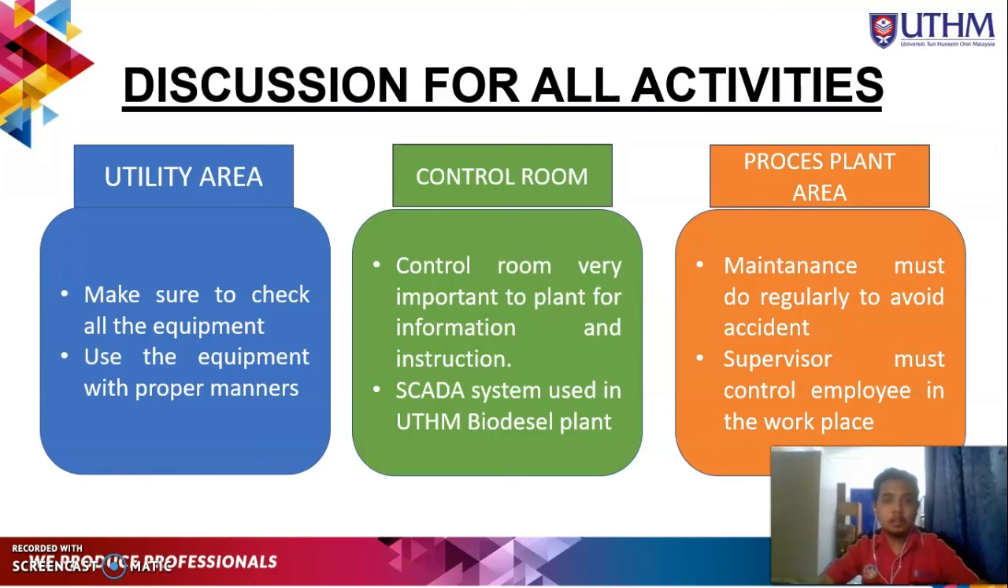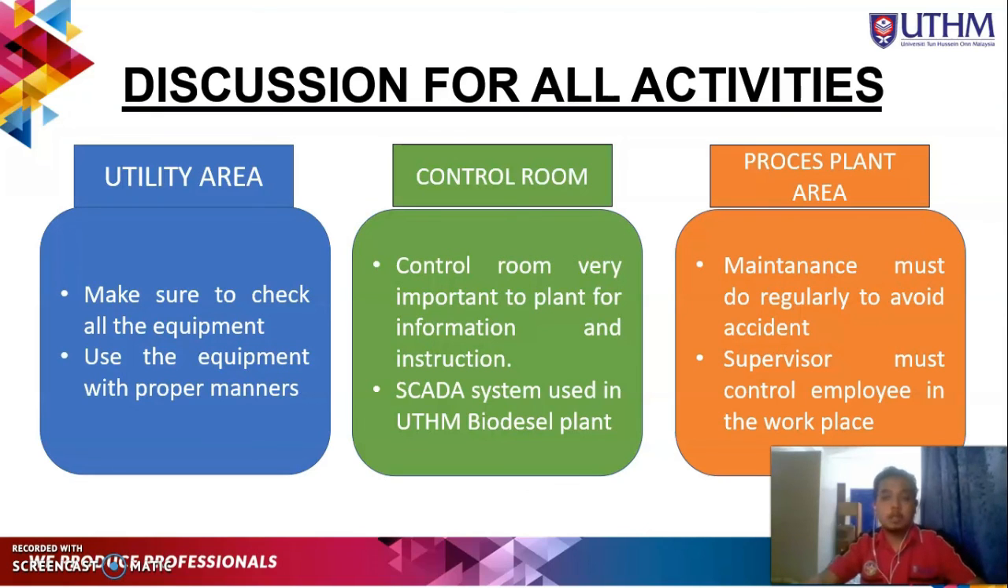For the discussion of all activities, first we go to the utility area. The first thing is we must make sure to schedule all equipment in good condition before entering the plant or before running the plant. And we must use the equipment properly to avoid injuries and fatalities. Then we go to the control room. The control room is very important to the plant for information and instruction. It's just like the brain of a human body. And the SCADA system is used in the UHM biodiesel plant.